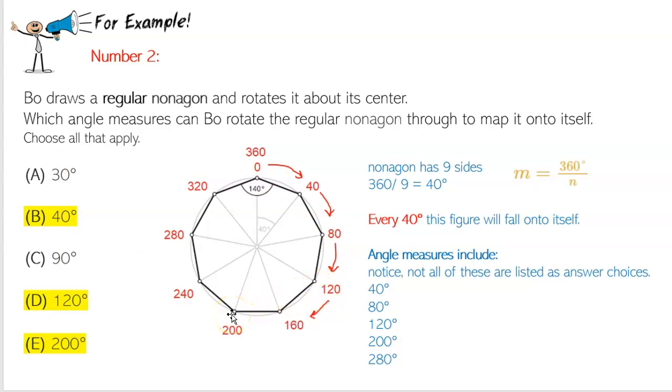So 2 steps on number 2. First, find the first degrees of rotation right here, and then find the multiples by adding this to itself until you get 360 degrees. You could write them down as a list and then find them in the problem.